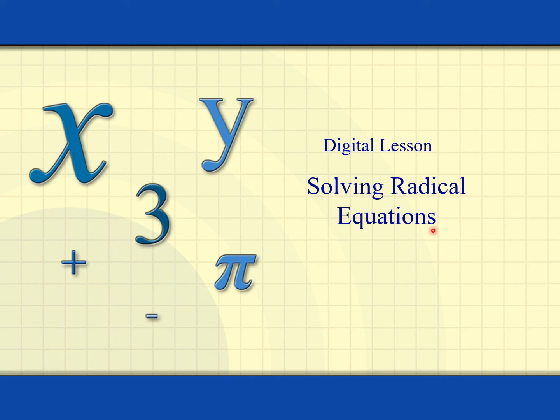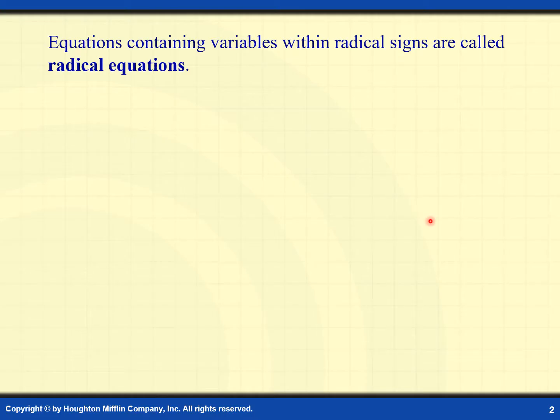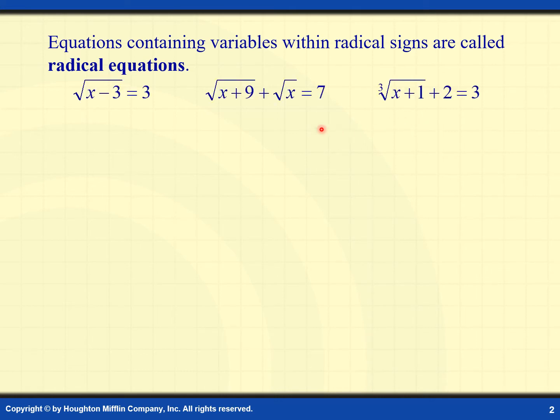So, solving radical equations. Equations containing variables with radical signs are called radical equations. For example, square root of x minus 3 is equal to 3. Square root of x plus 9 plus square root of 7 is equal to 7. The cube root of x plus 1 plus 2 is equal to 3.